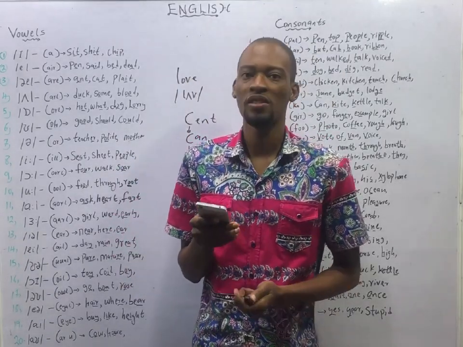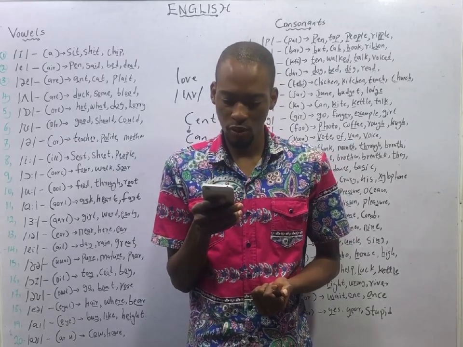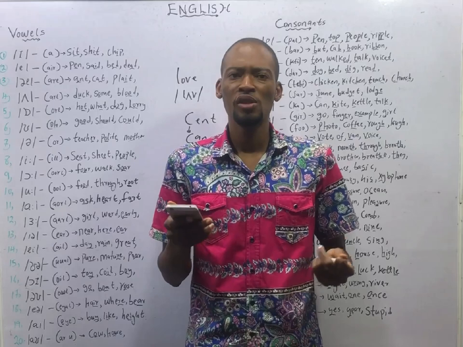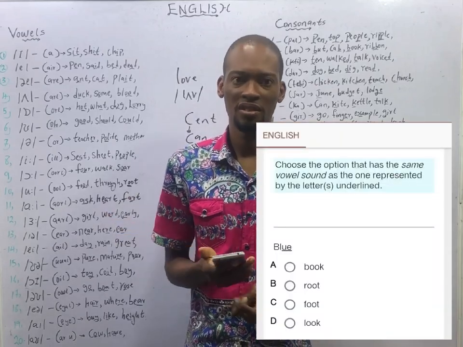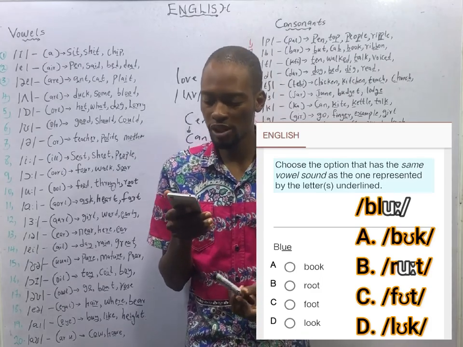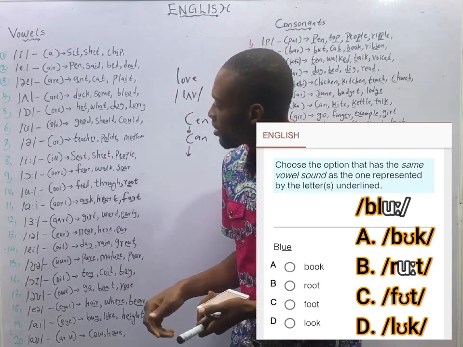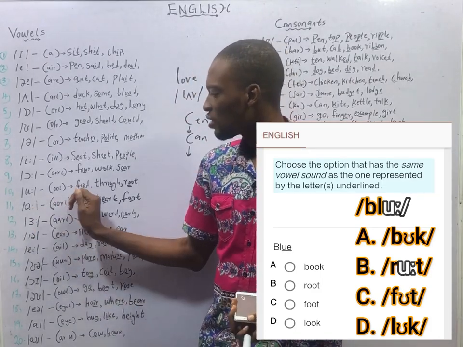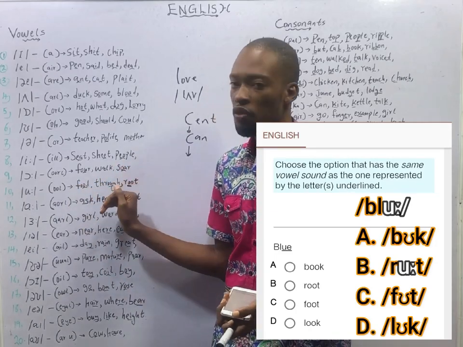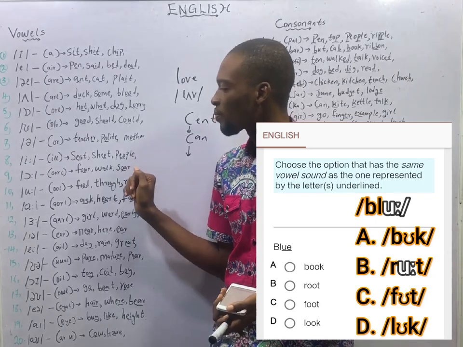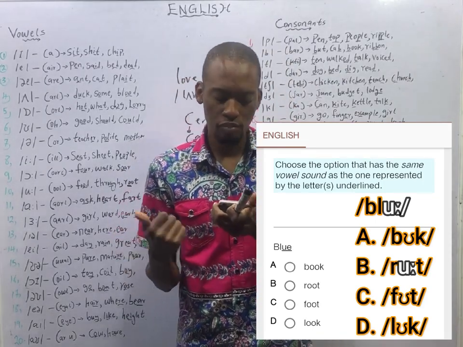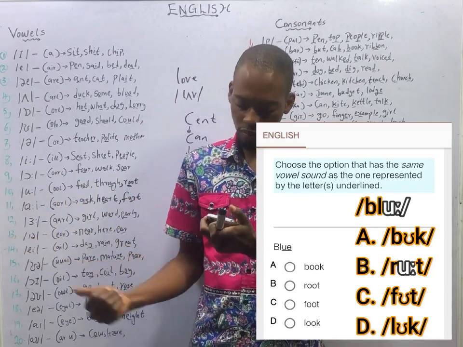Then the final question for this episode. Blue has the oo sound. Where is it? Oo, as in food, as in flu, as in roof, or as in root. That is the oo sound. So which of the options possesses the oo sound?